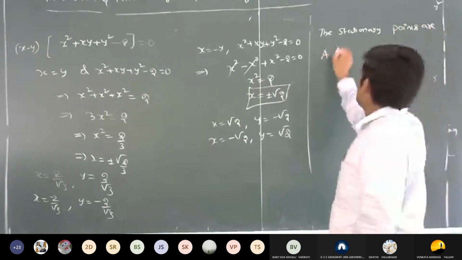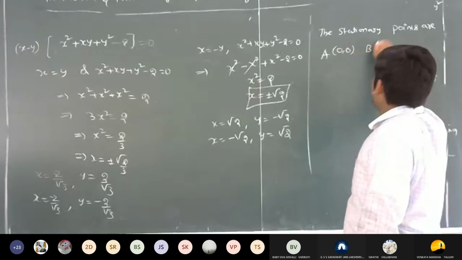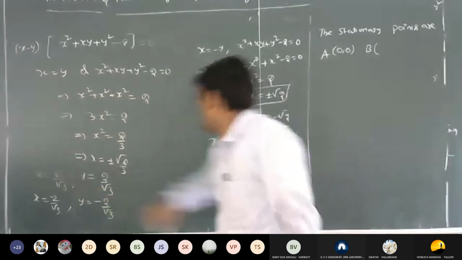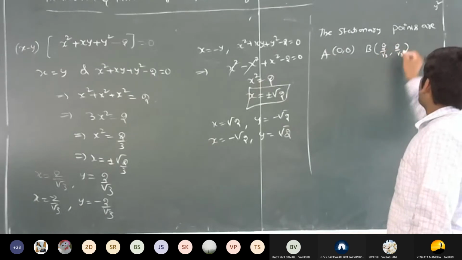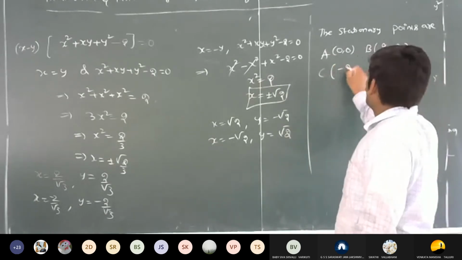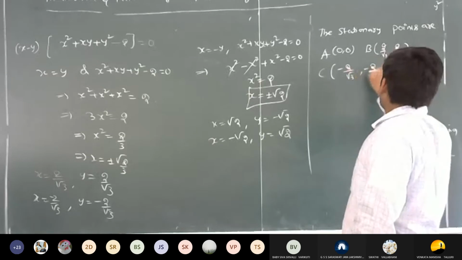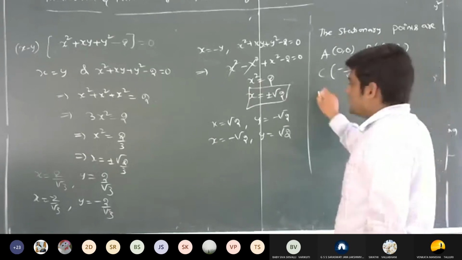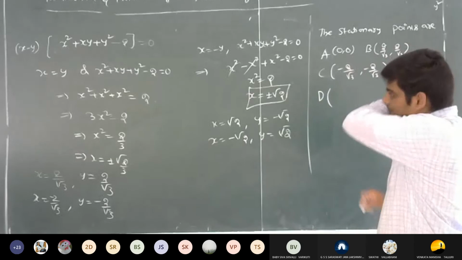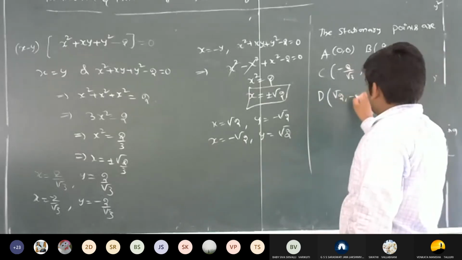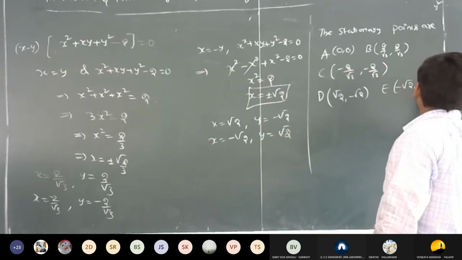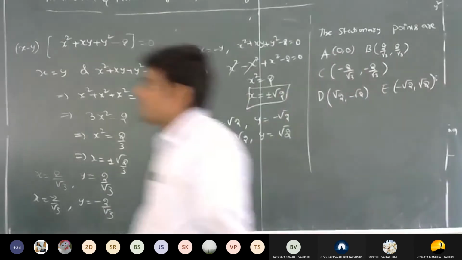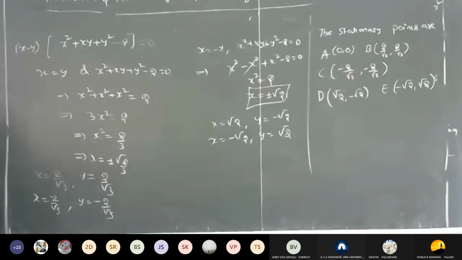Right? So first one is A (0, 0). B, what is the B point? 2 by root 3 comma 2 by root 3. Next C, minus 2 by root 3 comma minus 2 by root 3. Next D, what is the D point? Root 2 comma minus root 2. And E, minus root 2 comma root 2. So is it clear now? So we are getting 5 stationary points.